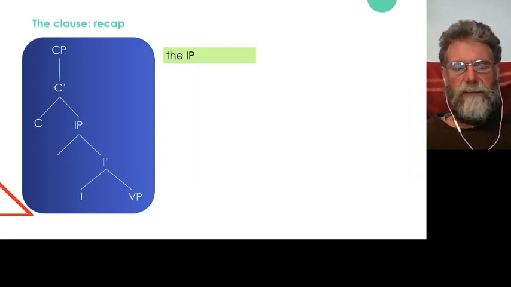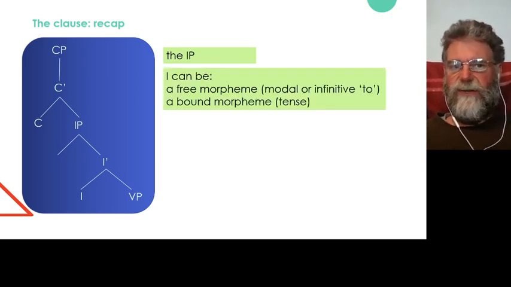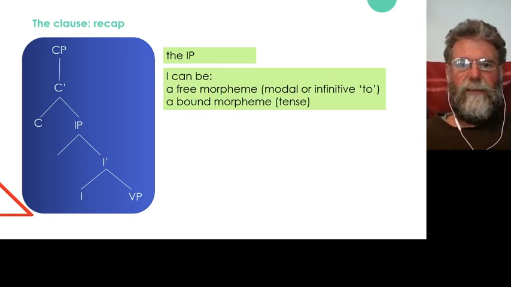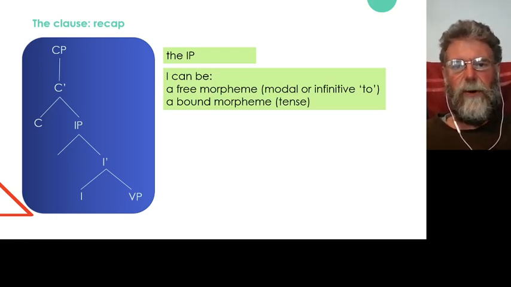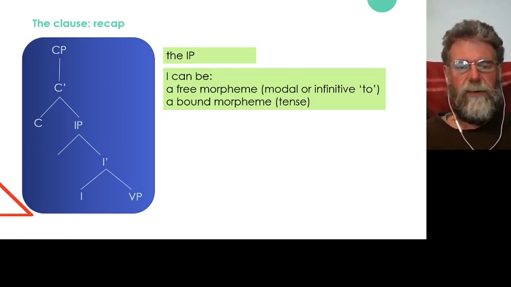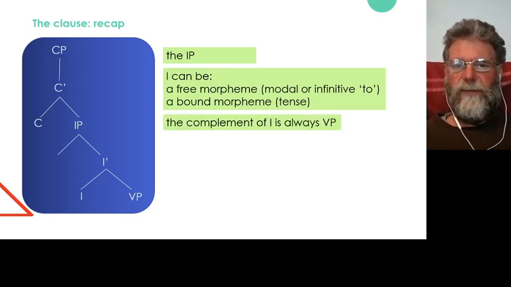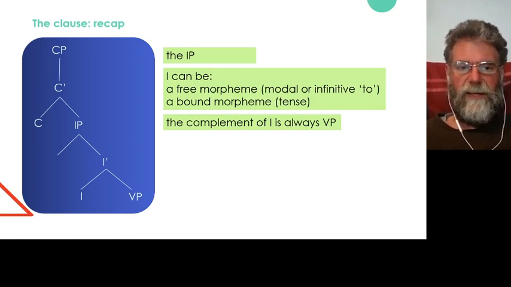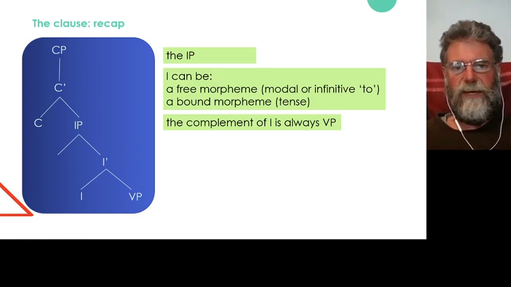Moving on to the middle part of the clause and the IP. The inflection itself can be either a free morpheme, as we've said, that's a modal auxiliary or the infinitival to, or a bound morpheme like tense, past, and present, something like that. The complement of the inflection is always a verb phrase, never anything else, and therefore it's the verbs that are going to move into the inflection position if something is going to move there.